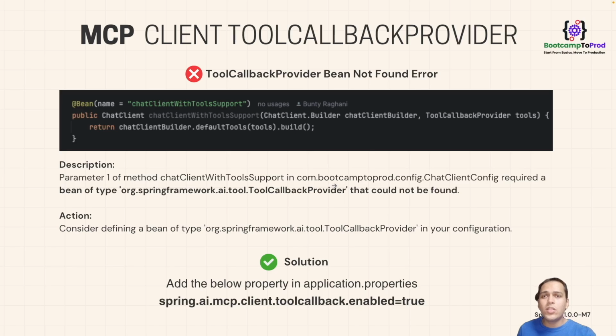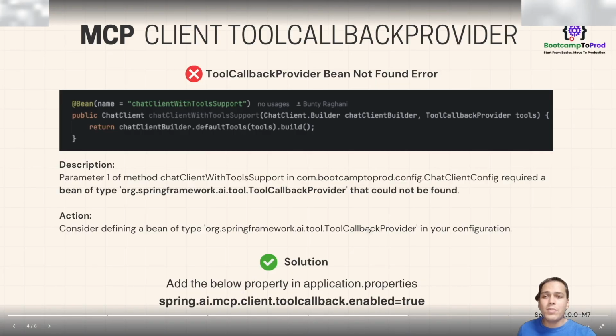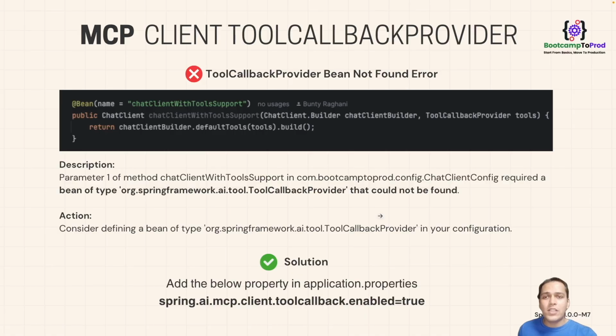Now the solution for this problem is very simple. All we have to do is add one property inside our application.properties or application.yml file, which is spring.ai.mcp.client.toolcallback.enabled=true. Once we have added this property, we are good, and when we start our application, we won't get any error related to tool callback provider.